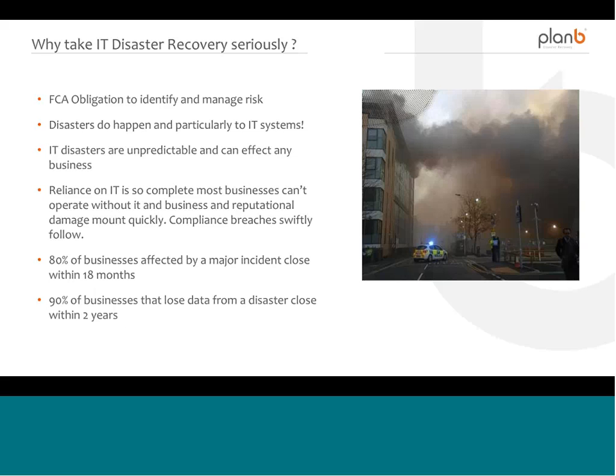There are all sorts of industry statistics about the percentages of businesses that go out of business following IT incidents. These are pretty widely quoted numbers, but it's a large proportion, whether you believe these particular numbers from whatever studies they come from. But it's a large proportion and therefore should be taken seriously by all organisations.